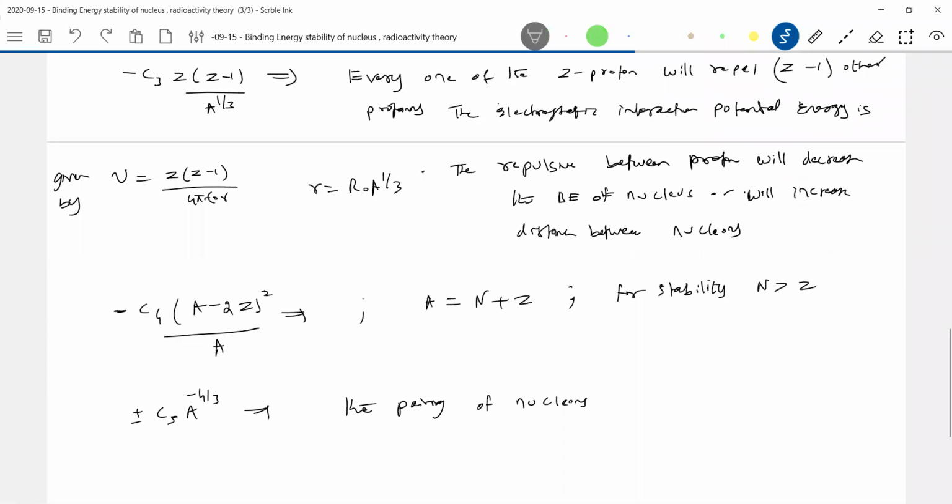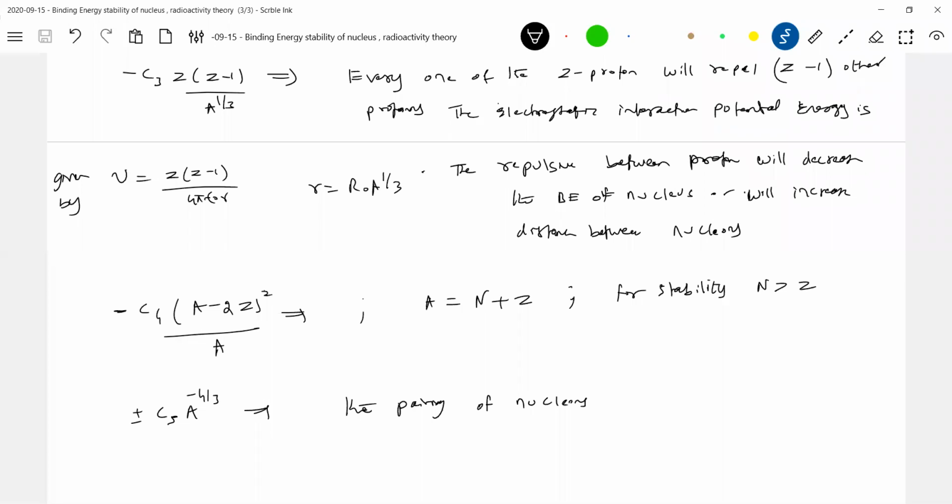Nuclear force favors pairing of protons and neutrons. If the pairing is even, then it'll be positive. If the pairing is odd, then it's said to be negative. So even the pairing of neutrons and protons matters here. The pairing of nucleons will also influence the binding energy, and the pairing can be positive or negative.